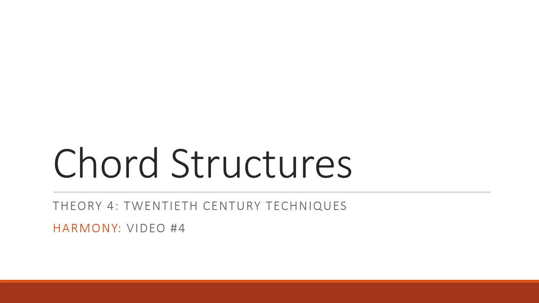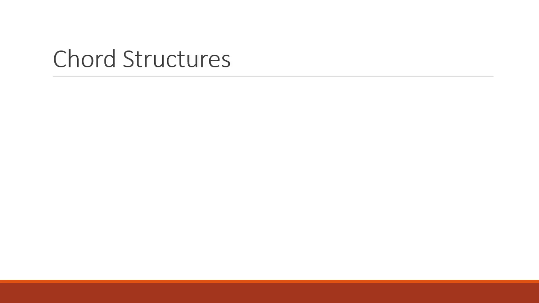In this video, we'll be talking about harmony and specifically chord structures. In other words, right now we're going to talk about how chords are built, and then in later videos, we'll talk about how chord progressions are put together. We'll start with tertian chords, which is just another name for chords built on thirds. And up till now, all the chords you've studied have been built on thirds.